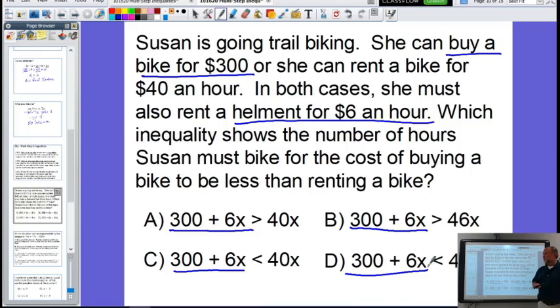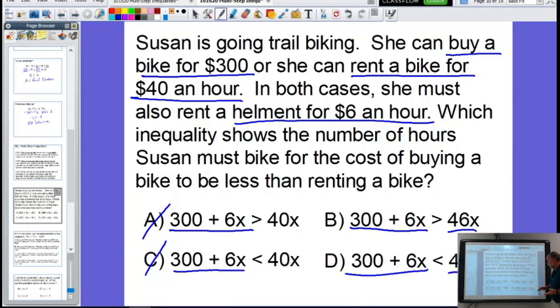Now we're comparing that to renting a bike for $40 an hour plus the $6 an hour for the helmet. Okay, so really every hour we're spending $40 and we're spending $6 for a helmet, which is a total of $46. So in our problems down here, do you see anything that represents that? Well, A only has 40x, C only has 40x, so they don't take into account the helmet. But if you look at B and D, they both have 46x. Okay, so that's what it is.